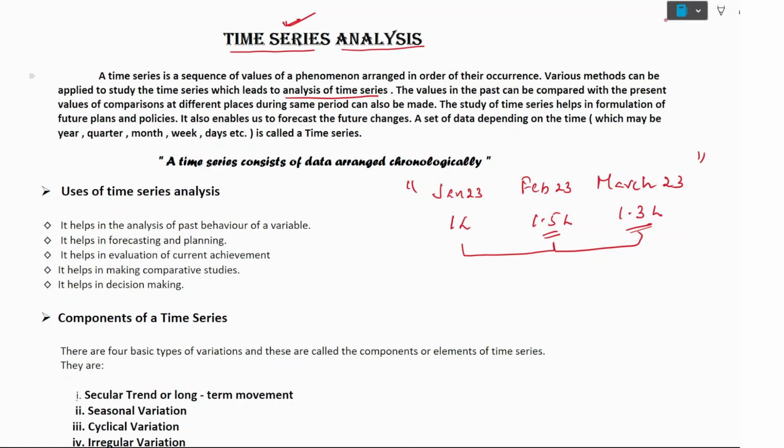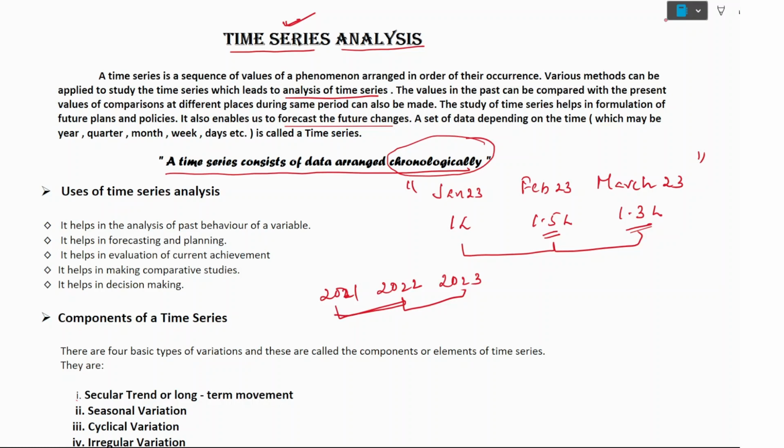The study of time series helps in formulation of future plans, policies, and also it enables us to forecast our future changes. Therefore, time series can be defined as data arranged chronologically. That means the same, January 2023, you can consider 2023, 2022, 2021. This way you are considering year wise, but in chronological order. So whenever you are comparing the data from the past to present, it is called the time series.